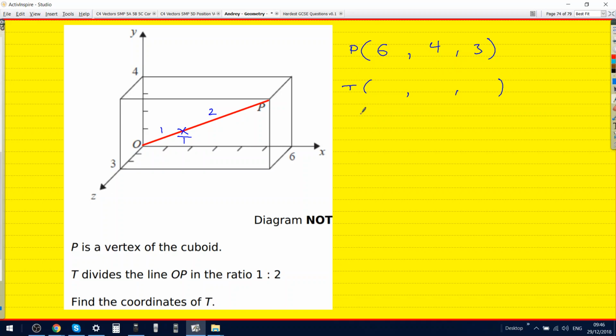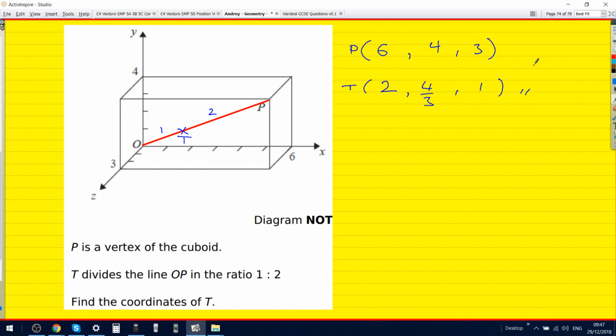So T is basically a third of the way along. That's 1/3. That's 2/3. So do I have to find a third of the 6 or 3? Yeah. So is that 2, 4/3, 1? Yeah. So any questions there?